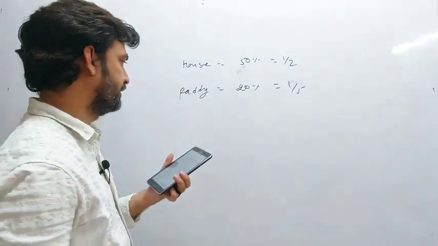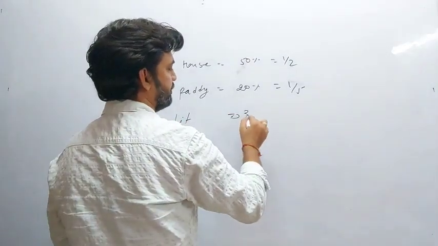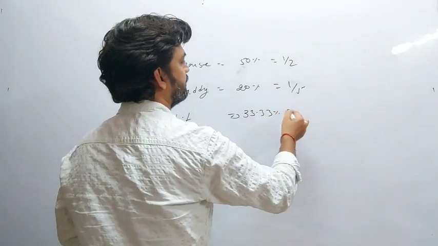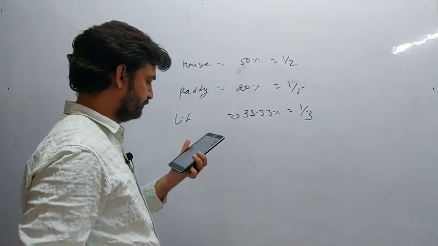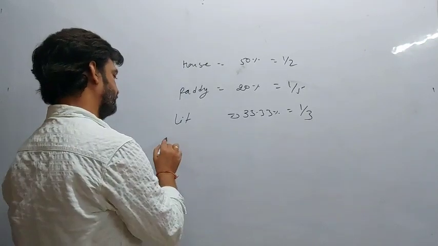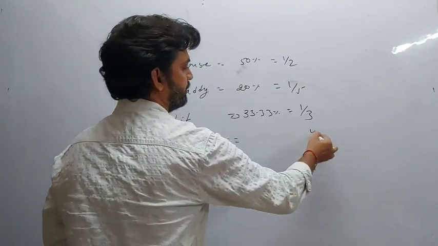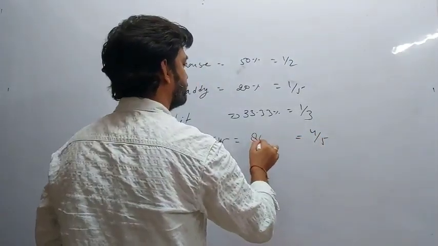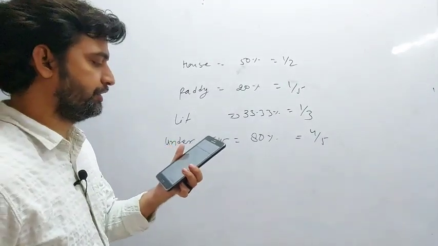1/3 of the villagers are literate. 1/3, that means 33.33% is literate, and 4/5 of the villagers are under 25. Under 25 years of age, it is 4/5. 4/5 is equal to 80%. Which one of the following statements is correct?